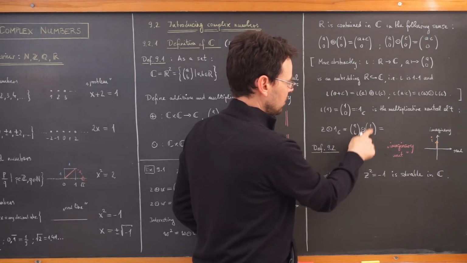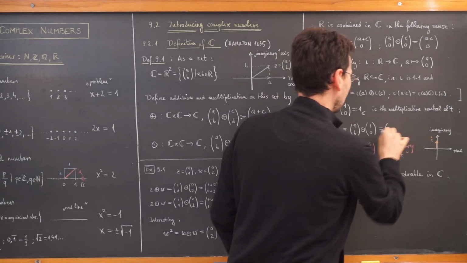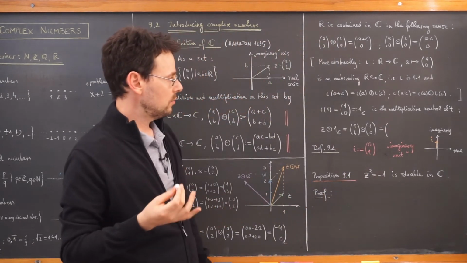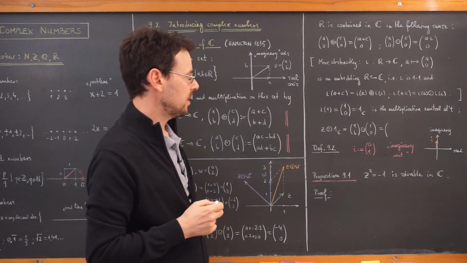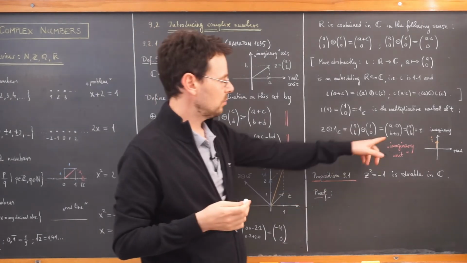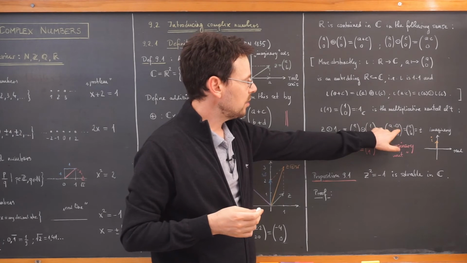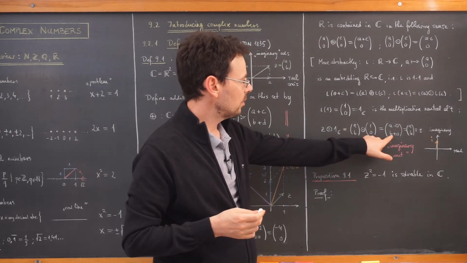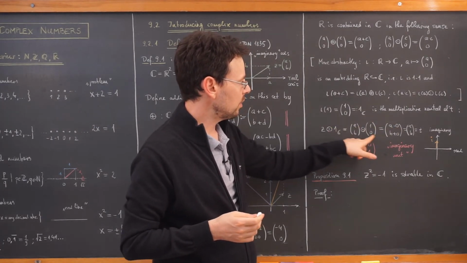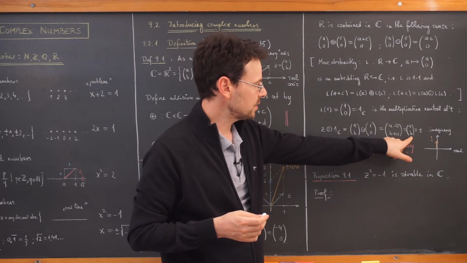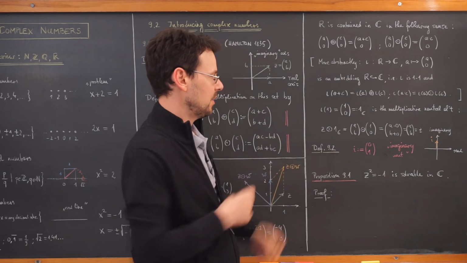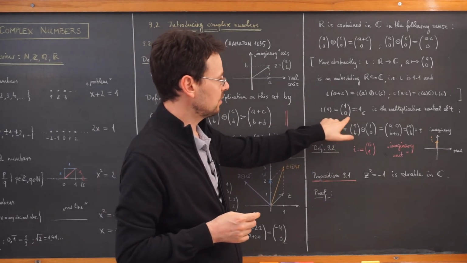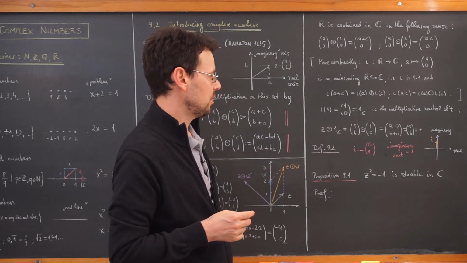(a, b) times (1, 0). If you want to, please pause the video and try to calculate that on your own. Okay, and you will obtain a times 1 minus b times 0, and here b times 1 plus a times 0, so just (a, b). So z doesn't change, and the same from the other side. So this here is the neutral element of the multiplication.